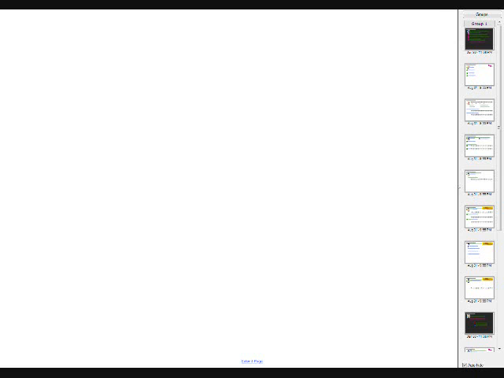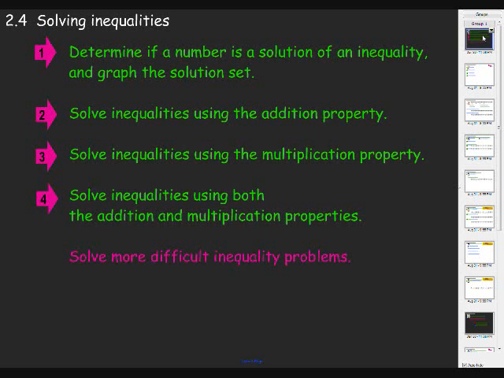Here we are at the second of 4 sessions that we're going to do with Chapter 2. Remember, we're going through this rather quickly because this is primarily a review of your Algebra 1 studies. In this session, we're going to cover sections 4 and 5 about solving and using inequalities.